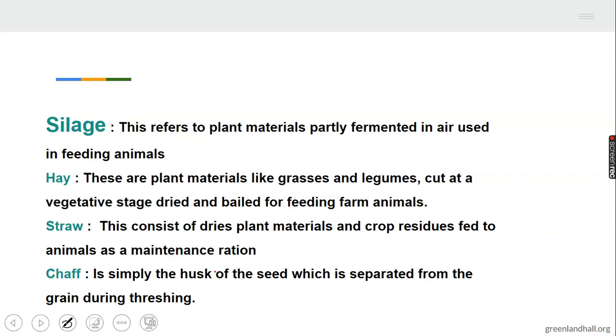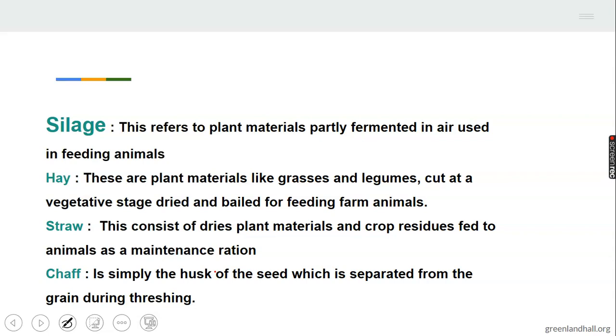Silage refers to plant materials partly fermented in air used in feeding animals. These materials must be fermented before they are used in feeding the animals. They are not just cut from their vegetative state or fresh and directly given to animals. No, they must be fermented before they can be used in feeding the animals.